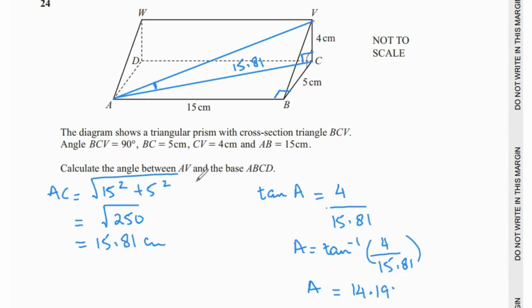Remember, if you're struggling with understanding which one's the opposite and which one's the adjacent, the adjacent is the length on which the angle lies, and opposite is the length opposite to the angle. So that's why 4 is opposite and 15.81 is your adjacent.